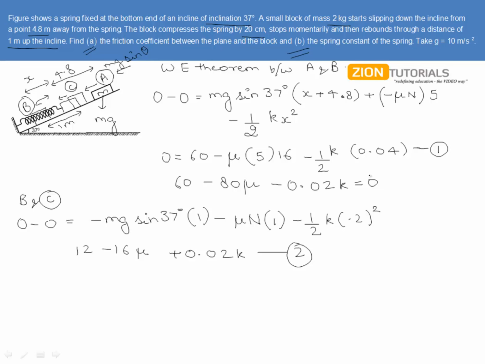Now we have got two equations 1 and 2, and we have two variables mu and k, so we can easily solve for mu from both of these equations as 0.5, and putting the value of mu into either of the two equations, we get the value of k, which comes out to be 1000 Newton per meter.